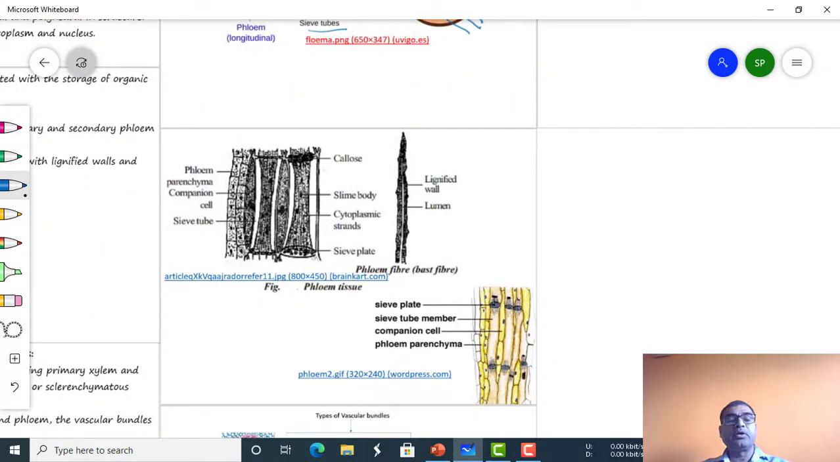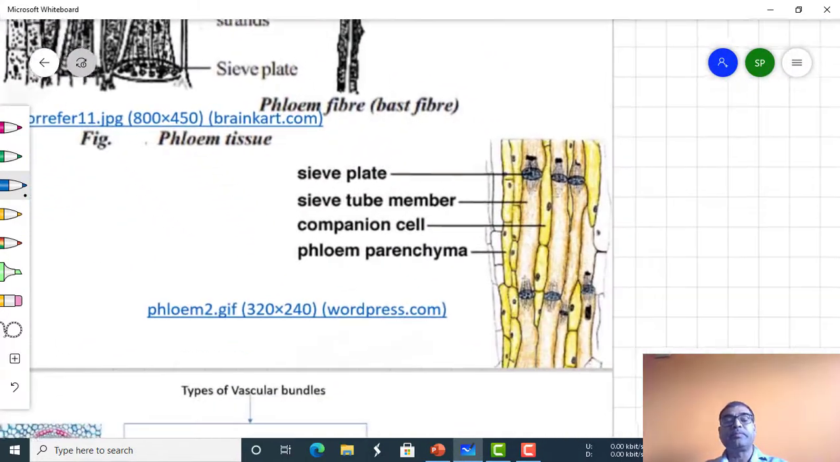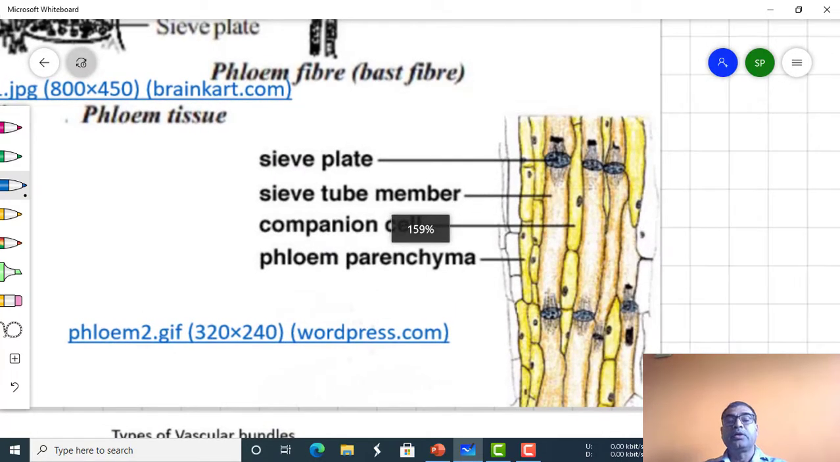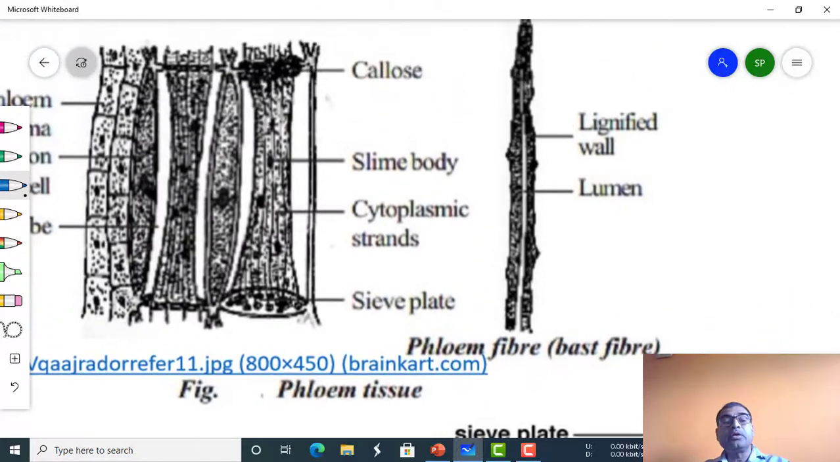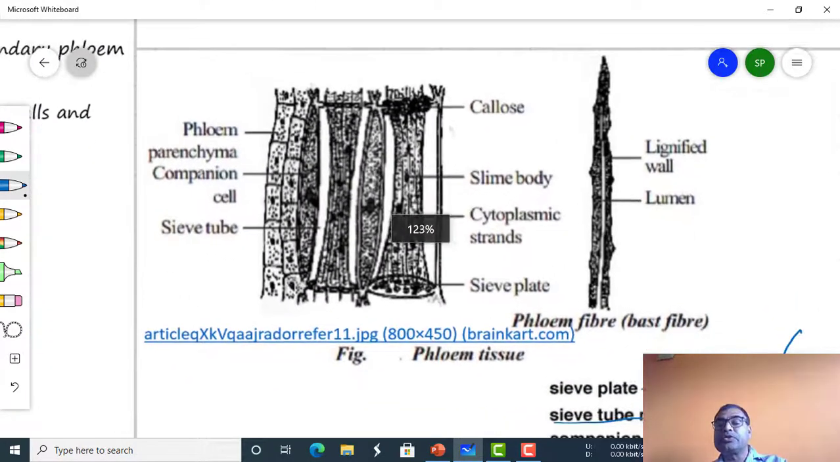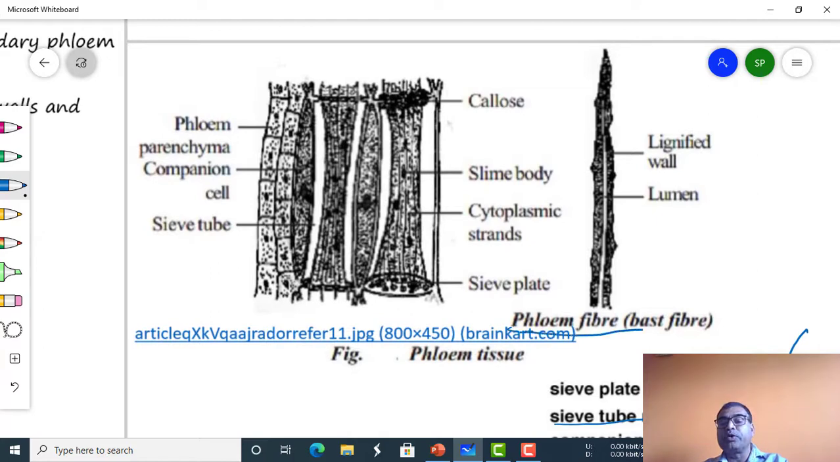Next figure representing the elements of the phloem. This one is a sieve tube, and the sieve tube shows the sieve plate. These are the locations of the sieve plate. This one is a companion cell, and companion cells are usually associated with the sieve tube, and this one is a phloem parenchyma. Here if you see this image, these are the phloem fibers.